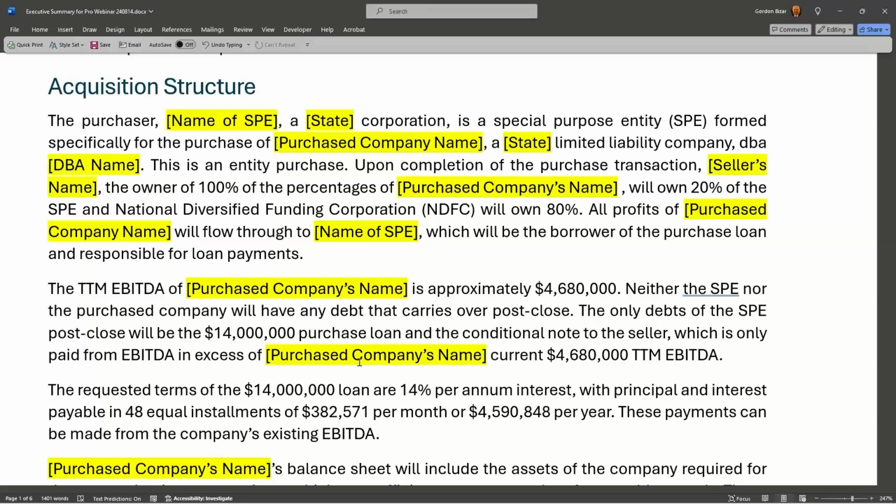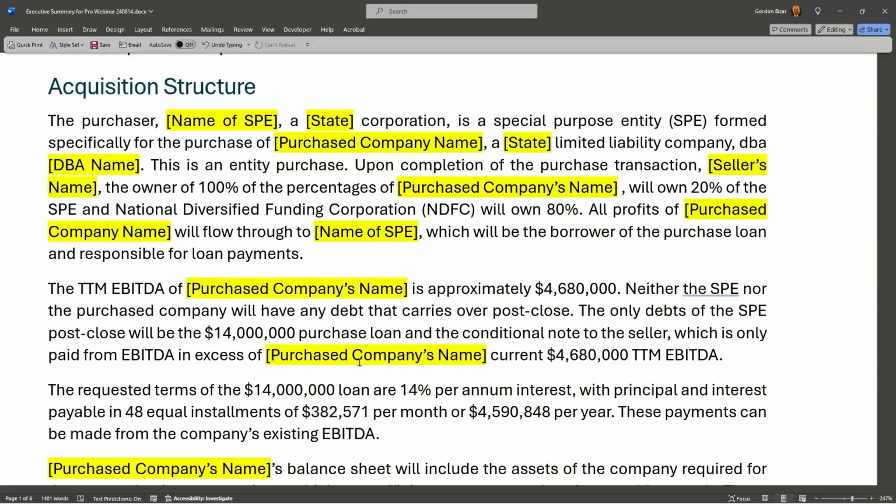So we're going to use a special purpose entity formed specifically for the purchase of, and then the name of that company, which we already have from up above, whatever state we're in, limited liability company, DBA. Well, that phrase can be eliminated if the company just does business only in its own name. But if they do business through a DBA, then that's where that goes. This is an entity purchase, okay?